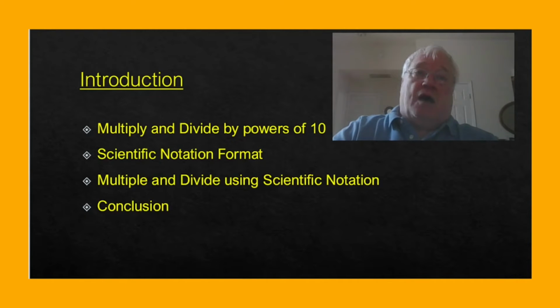Then we will go into what is the format for scientific notation, and there's a couple of different ways that it can be shown. Then we'll go into how to apply scientific notation in doing multiplication and dividing.